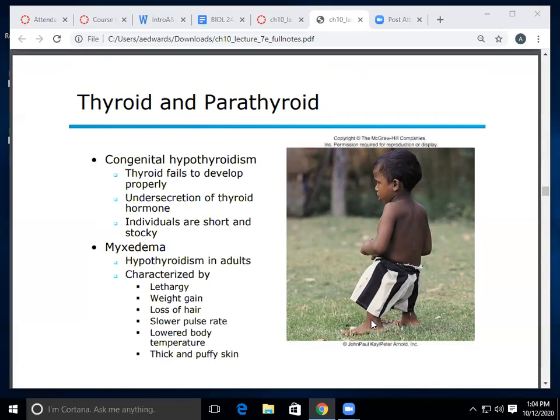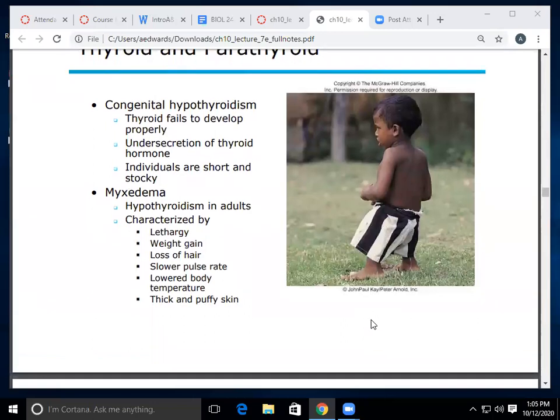Another medical condition is myxedema. And this is hypothyroidism in adults. It's characterized by multiple symptoms: thick and puffy skin, slower pulse rate, lower body temperature, weight gain, lethargy or tiredness. Lethargy is another word for being tired.